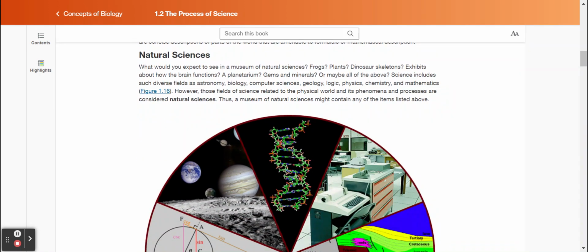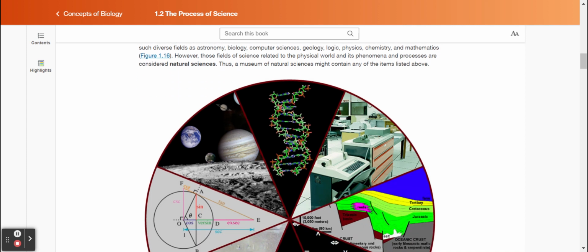Natural sciences. What would you expect to see in a museum of natural sciences? Frogs, plants, dinosaur skeletons, exhibits about how the brain functions, a planetarium, gems and minerals, or maybe all of the above. Science includes such diverse fields as astronomy, biology, computer sciences, geology, logic, physics, chemistry, and mathematics. However, those fields of science related to the physical world and its phenomena and processes are considered natural sciences. Thus, a museum of natural sciences might contain any of the items listed above.